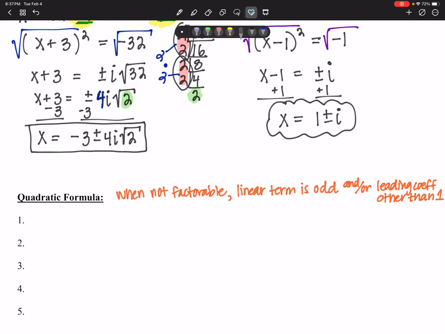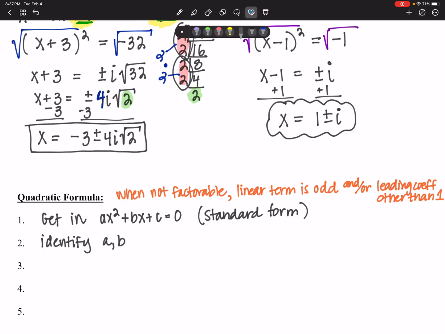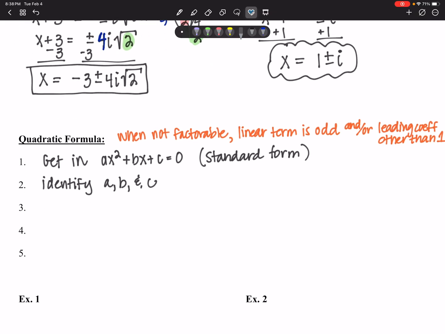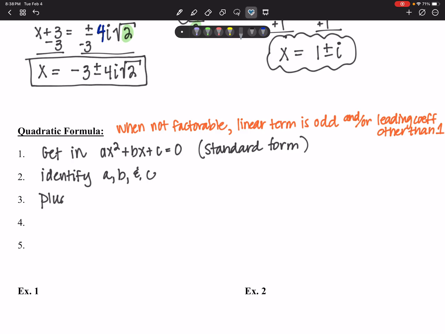And here are our steps. You're going to put your equation into standard form, which is setting it equal to 0. So you're going to have ax squared plus bx plus c equals 0. Then you're going to identify a, b, and c. I would plug values in to find the discriminant.